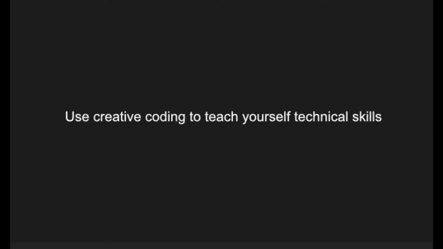You can also use creative coding to teach yourself technical skills that are employable. Imagine teaching yourself to creative code. You can develop a better intuition for math, like trigonometry, which is so hard unless you develop an intuition for it. And at the end of it, you can have an employable portfolio with a bunch of pretty images. It's great.